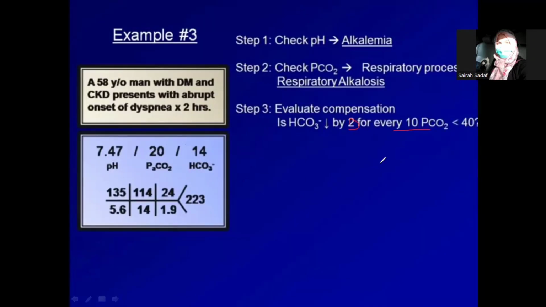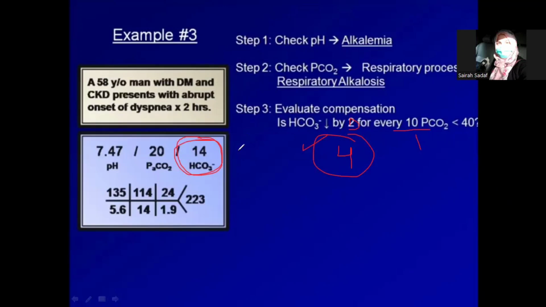We have 20. For every 10, it is 2. For a decrease of 20 mmHg of PaCO2, there should be a decrease of 4 millimole of bicarb. So this is the expected one. But what we are having here is a bicarb of 14. That is below the expected value.